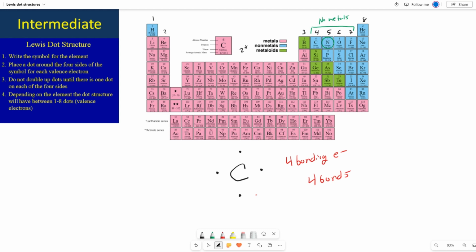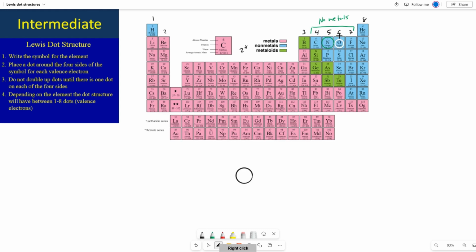If we take a look at any of the elements that are in group 14, they're all going to want to make 4 bonds. All the elements in group 15 will make 3. All the elements in group 16 will make 2. Let's take a look at an example there for oxygen.